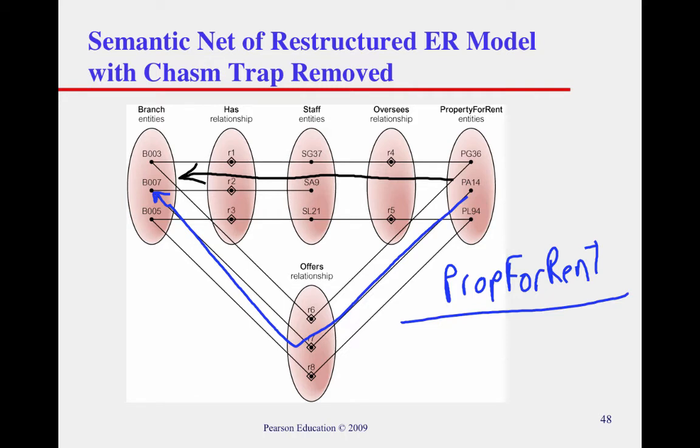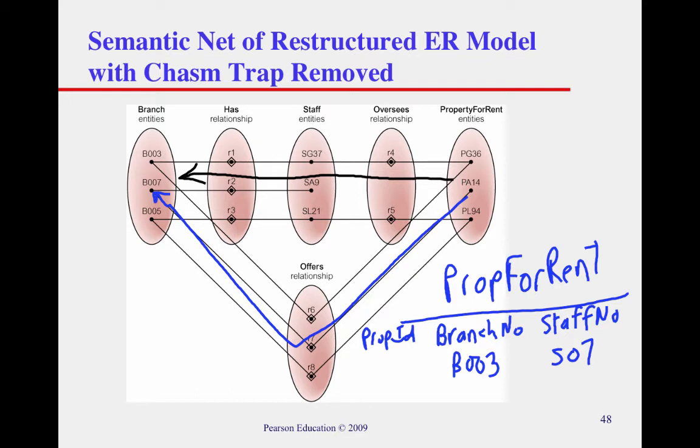Branch number is one. Property, well, that's not a foreign key. Property number is the primary key. There's another foreign key. Not client. Staff number. Okay? So you might have branch B003, staff 07.